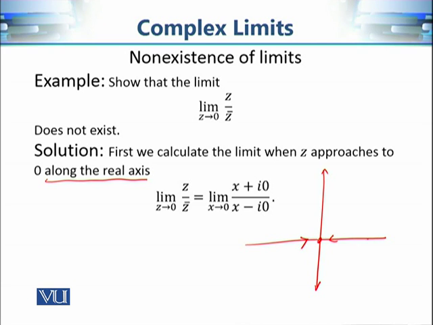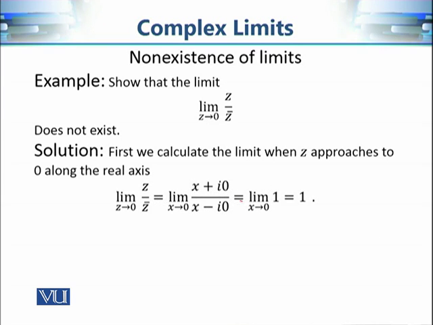So when we approach the origin along the real axis, the y part is 0, so y is equal to 0. And what does it mean that z is approaching 0 in this case? It just means that x is approaching 0, because there is only one variable on the real axis, which is x. So z approaching 0 becomes x approaching 0. In this case, we can easily see that we can cancel out x, and the answer is 1. So the limit as x approaches 0 of 1 is 1.